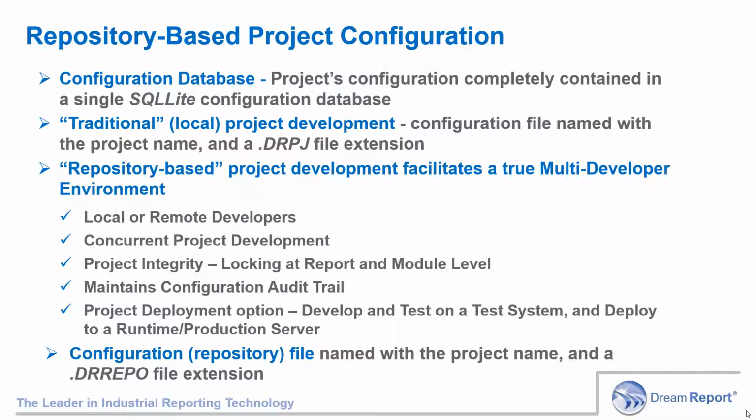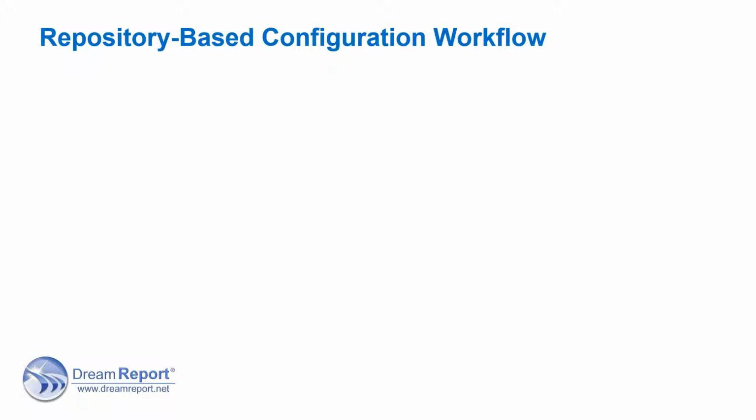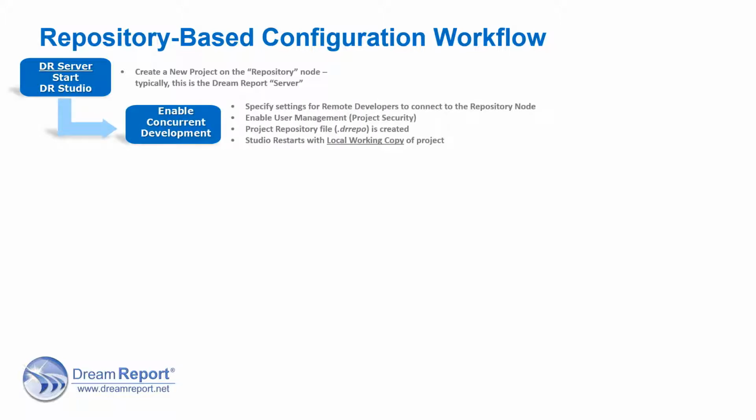In both scenarios, the user starts by creating a new project in the Dream Report Studio. The workflow to implement a remote or concurrent project development is as follows. On the main Dream Report server, start Designer Studio and create a new project, or open an existing project. Once in Studio, enable concurrent development and specify connection settings to this repository server.